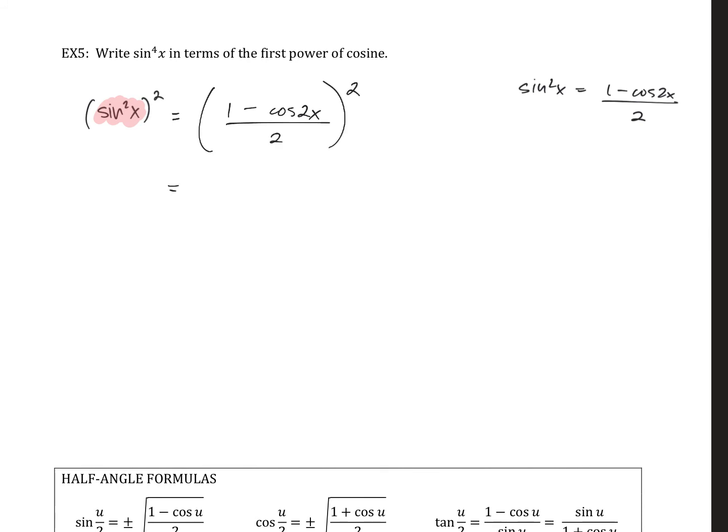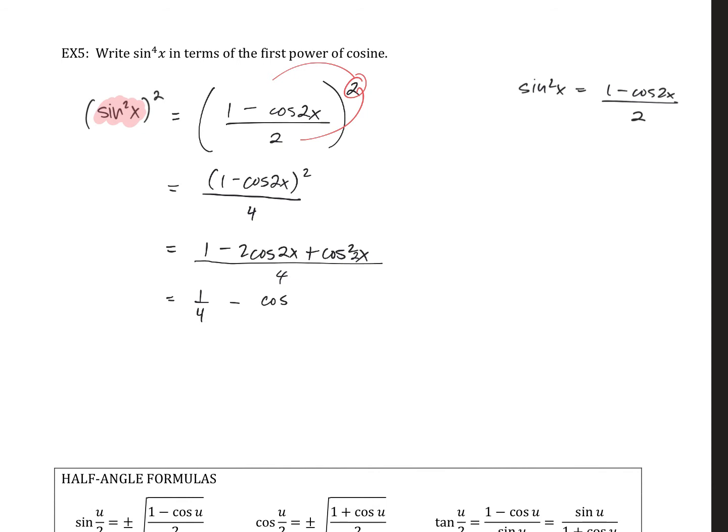Okay, so we can distribute that 2 to top and bottom, and we'll get 1 minus cosine 2x, squared, all over 2 squared, which would be 4. Multiplying out the top, we'll end up with 1 minus 2 cosine of 2x plus cosine squared 2x, divided by 4. Let's break up this fraction. Then we'll have a 4th minus cosine 2x over 2. I simplified the 2 and the 4 there. And then plus cosine squared 2x divided by 4. Nothing to simplify there.